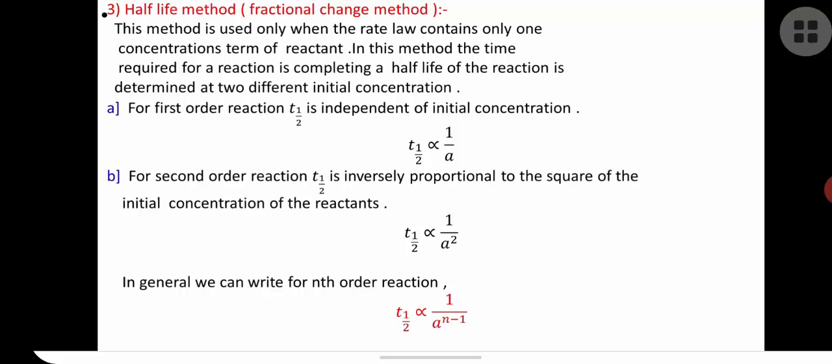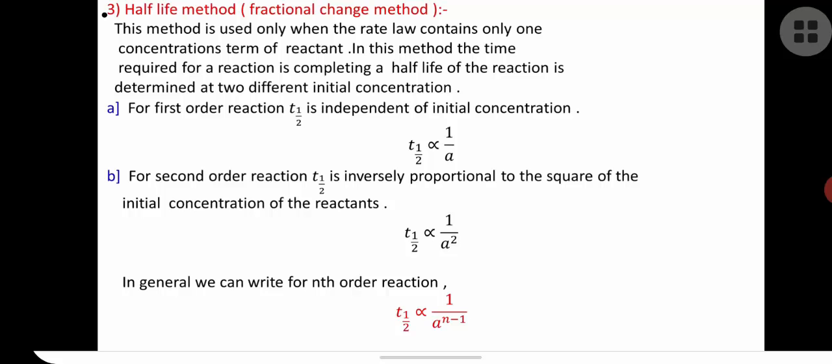Third one, half-life method. It is also called the fractional change method. This method is used only when the rate law contains only one concentration term of reactant. In this method, the time required for a reaction to complete its half-life is determined at two different initial concentrations. First one, for first order reaction, t half is independent of initial concentration.